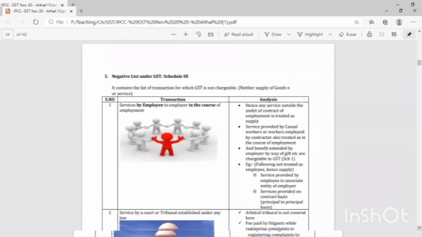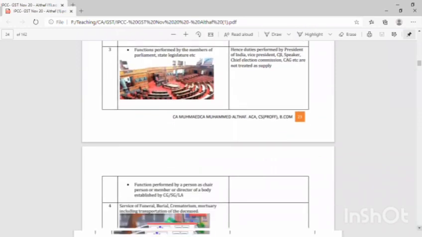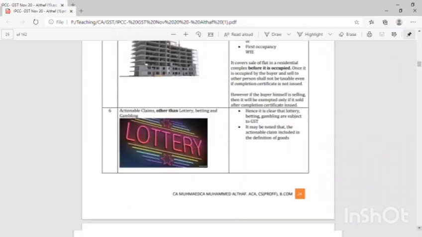Next one, Schedule 3. Schedule 3 is a negative list. It is a negative list because any transaction coming under this Schedule 3 will not be treated as supply. That is the negative list concept. Anyway, some amendments are there here also. We'll see that. You can just go through this.